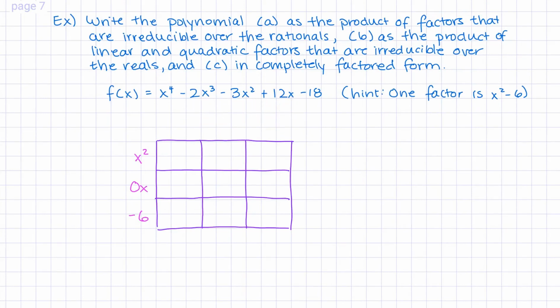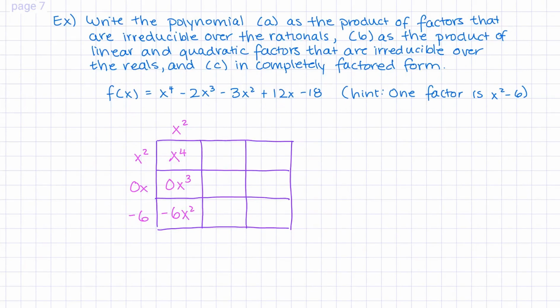And then remember how polydoku works. We're going to take the first term of the polynomial, the dividend, put it in here. What do I multiply by x squared to get x to the 4th? I get x squared. I'm going to multiply all the way down then. 0x cubed, negative 6x squared.